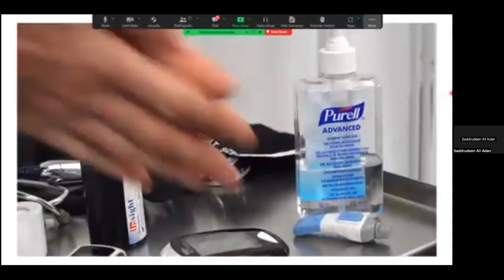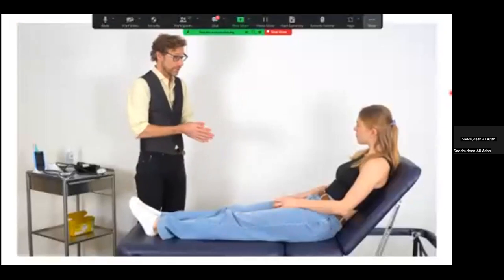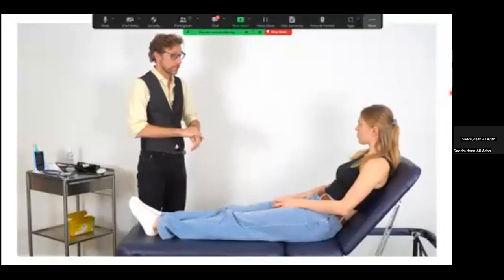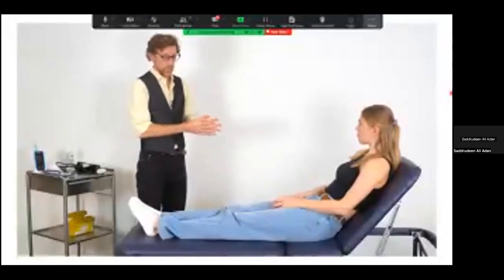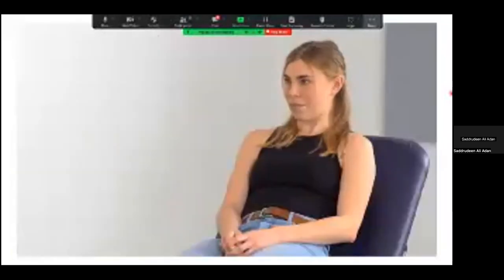So in terms of doing the examination, wear gloves. Today that's going to involve having a look at your hands, having a look at your face, getting you to do some manoeuvres for me. We're also going to have a look at your chest. We're going to do your vital signs, and we'll also have a look at your legs. Is that okay? Yeah. Super.